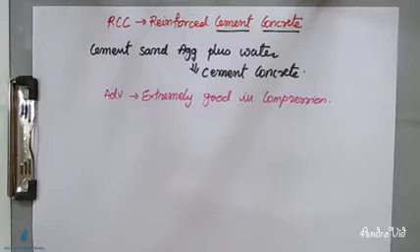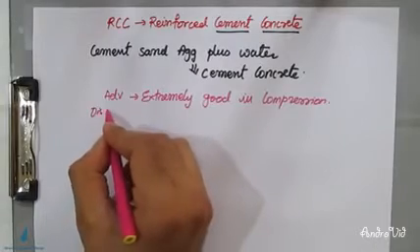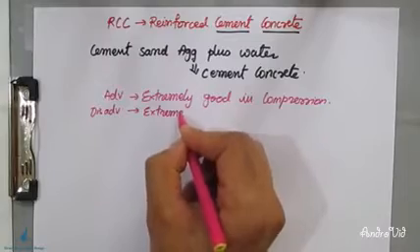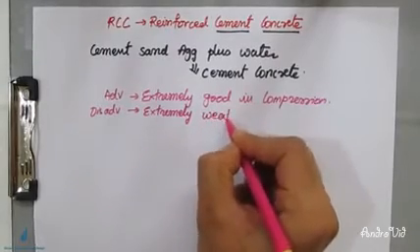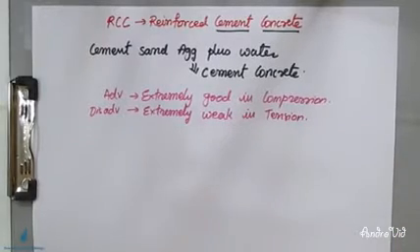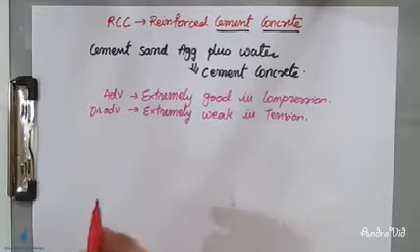Okay, so the advantage of concrete is that it is very good in compression, but as it has one advantage, the biggest disadvantage is also present. The disadvantage of concrete is that it is extremely weak in tension, right? So this is the advantage and disadvantage of your cement concrete. I will explain by taking the example of a beam.